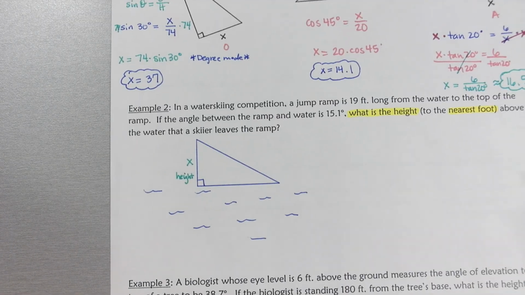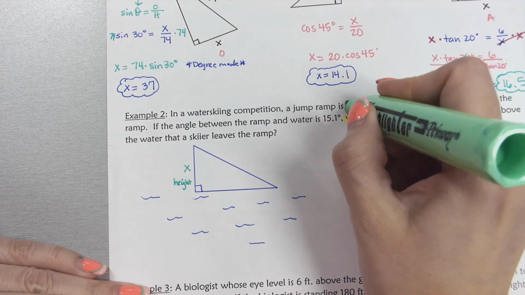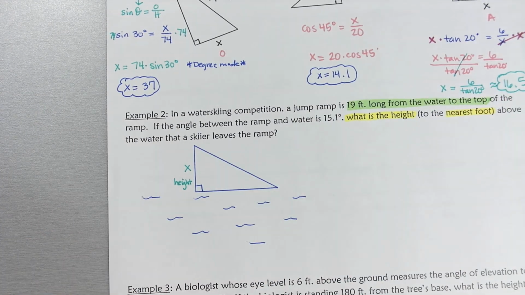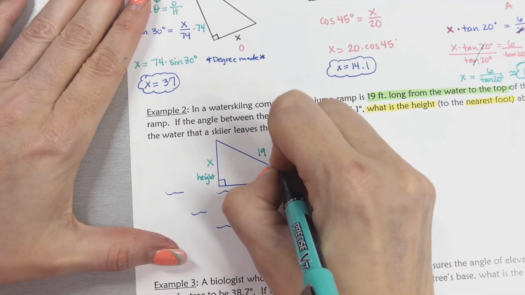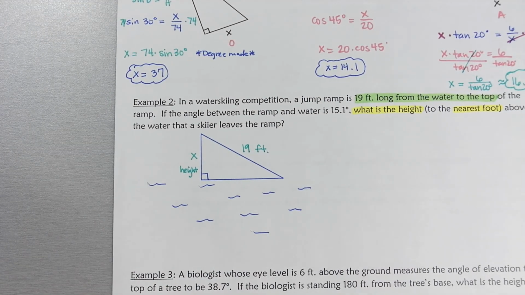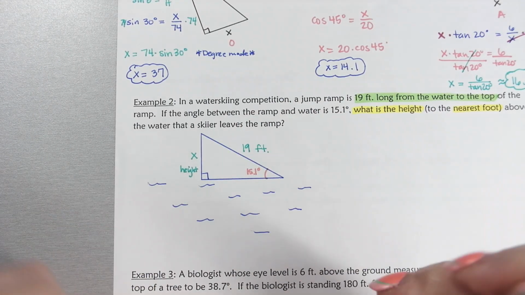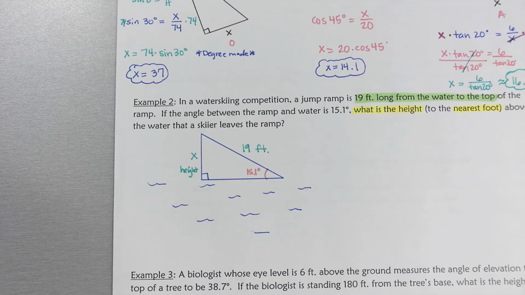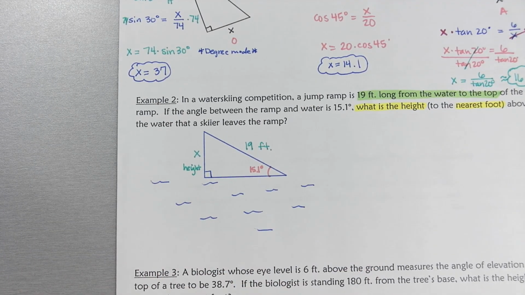Okay, so if the jump ramp is 19 feet long from the water to the top, then I can label this as my 19 feet. Okay, and then it says the angle between the ramp and the water is 15.1 degrees. So now I can label my sides according to this angle.